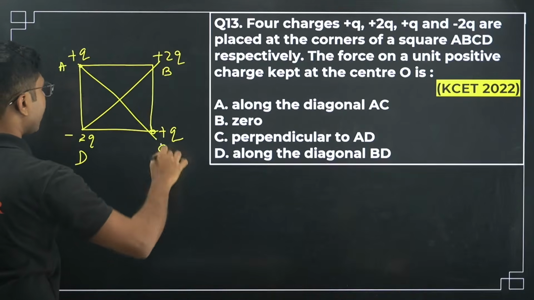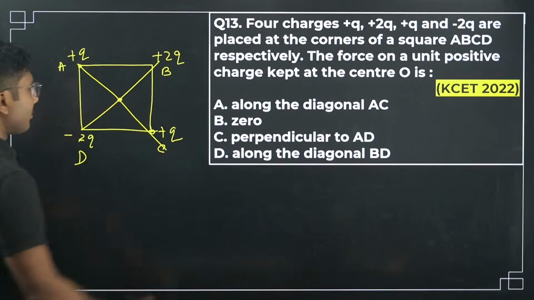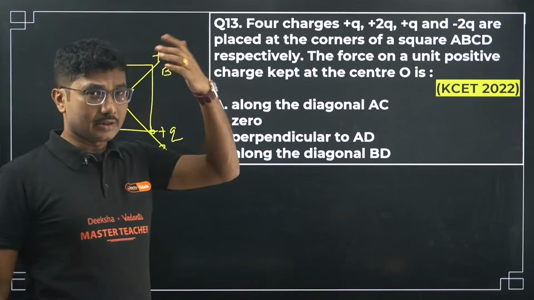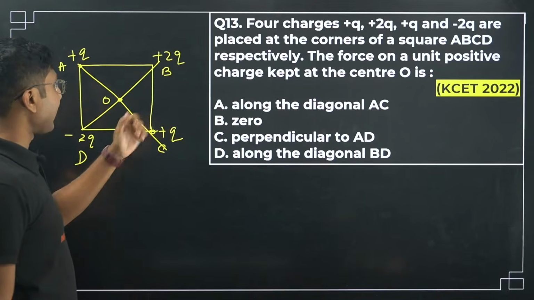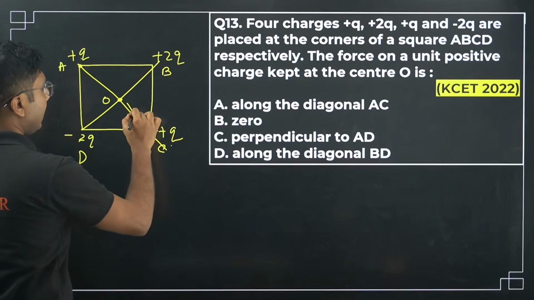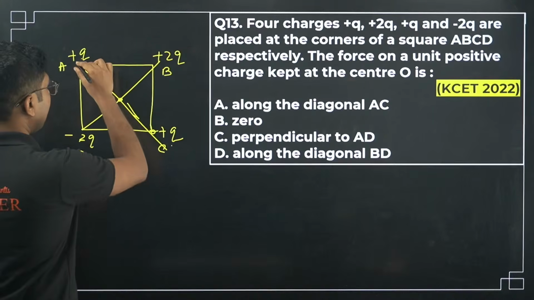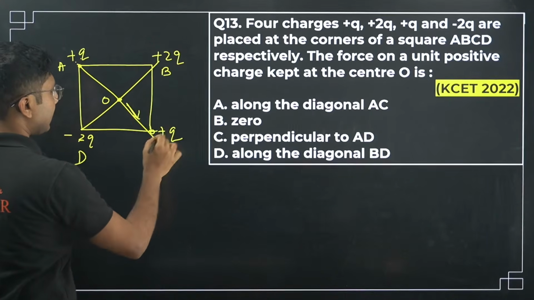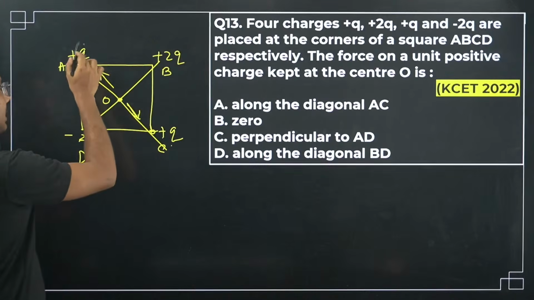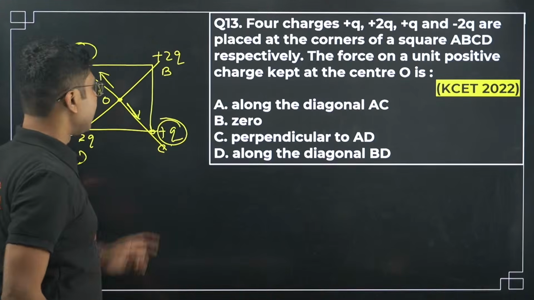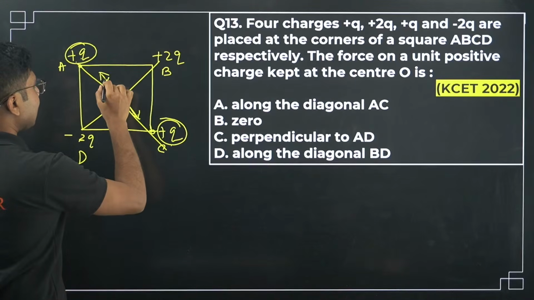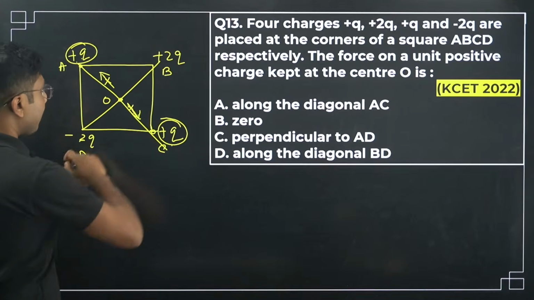And what we are trying to do is find the direction of force at this center O. Unit positive charge, that means obviously only these charges matter because this is 1. Now this is a plus Q, this is a plus Q. So this charge will repel this one in this direction, and this charge will repel in this direction, but they are equal in magnitude. That means the repulsive forces will be equal, so they will basically cancel each other. What about this diagonal?